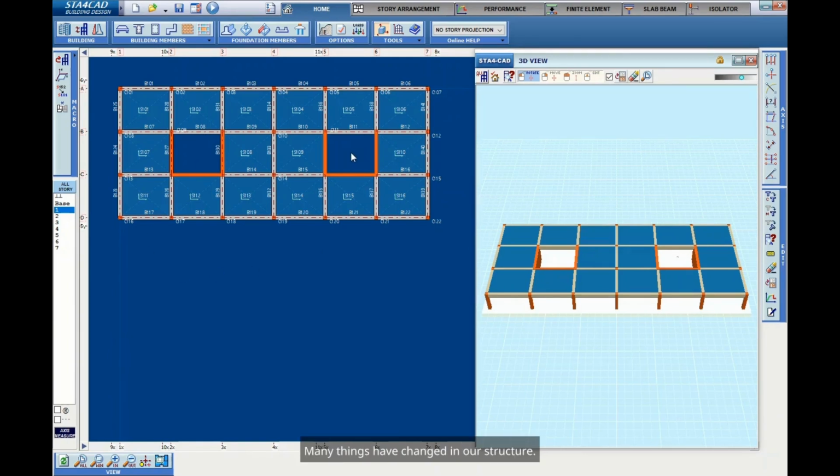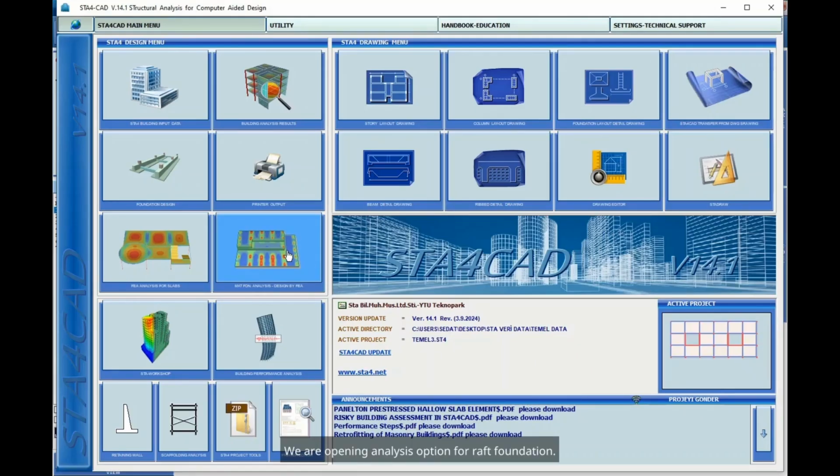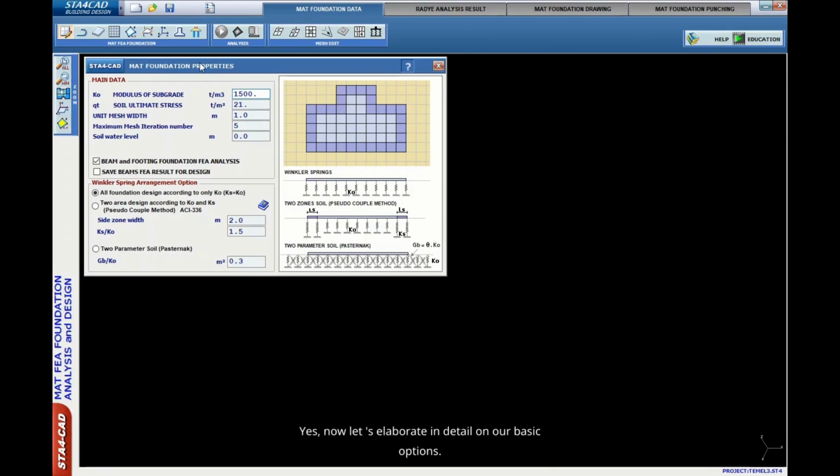Now, let's move on to our options in the foundation design. These are advanced options. Let's discuss this now. We are opening analysis option for raft foundation. Here. I will start informing you now. Yes, now let's elaborate on our basic options.